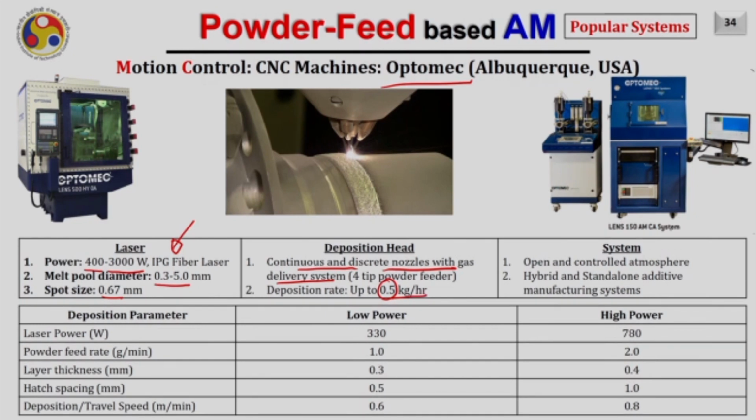They have two systems, one called open atmosphere and another called controlled atmosphere. In the open atmosphere, the melt pool is protected just by the shield gas. But in the case of controlled atmosphere, the entire machine is purged with argon and the entire system is controlled by the inert environment.